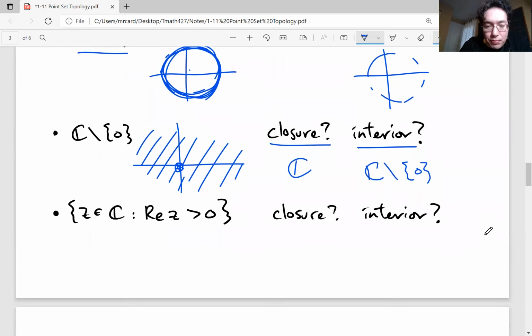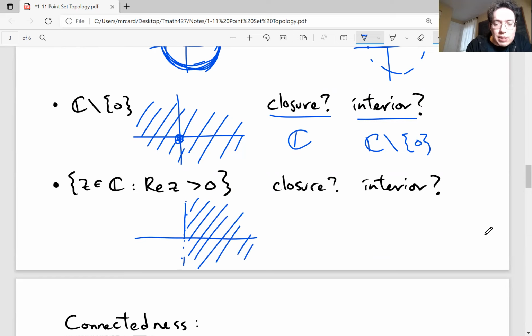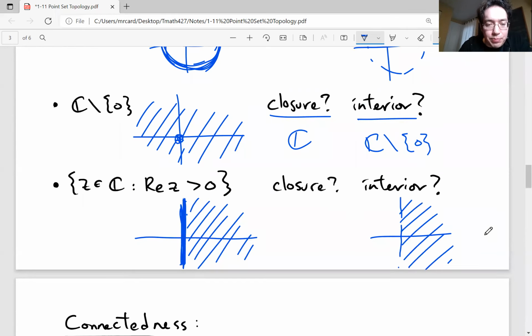Okay, and then finally, the real part is positive, which is the right half plane, right? On that side, the real part is positive. The closure would include this boundary, this vertical line, the imaginary axis. The interior would not include the boundary.